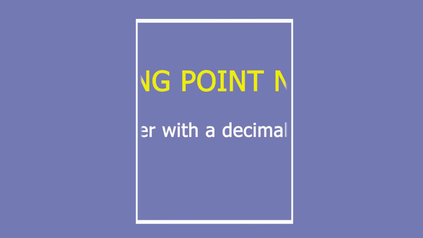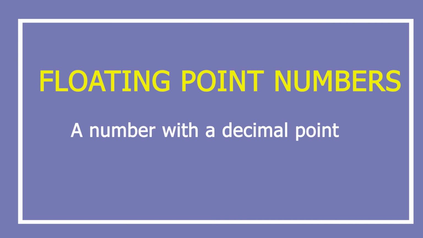Now, what if a number has a decimal? If a number has a decimal, that data type is called a double. They are called floating point numbers. Floating point numbers are numbers that have a decimal point, like 1.234. That is called a double. It's a data type called double in PHP.